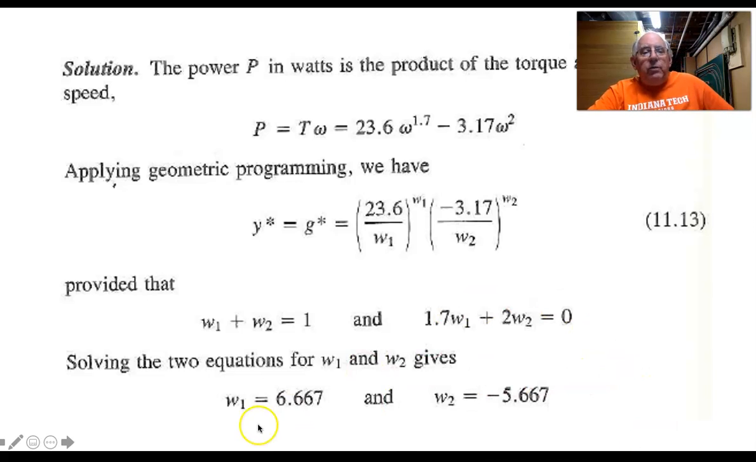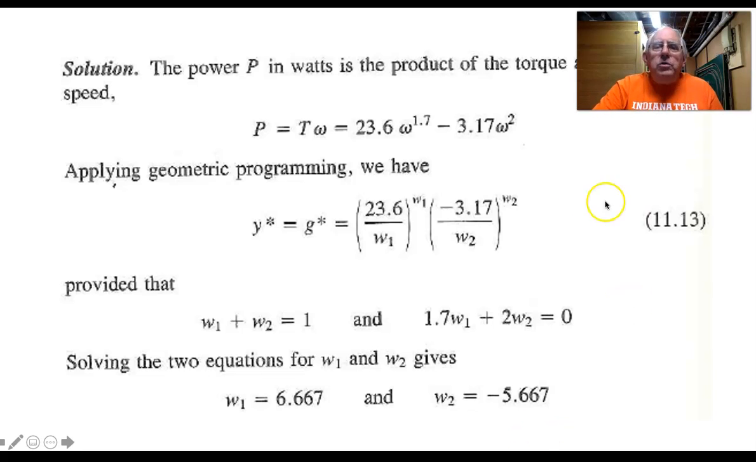And upon doing that, we see that w1 is equal to 6.667, and w2 is minus 5.667. Okay, again, they add up to 1, but one happens to be negative and the other one is a higher positive number. So unlike the problem that we did earlier, where they added up to 1 and it was 5/6 and 1/6, and we were able to say something about the terms themselves and what they have to do.